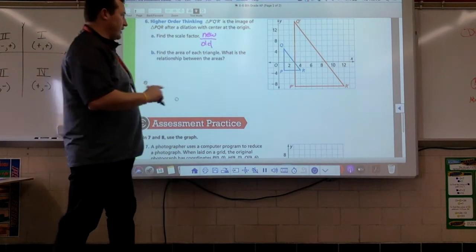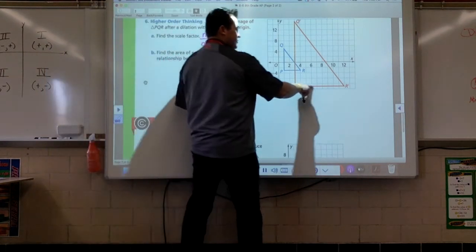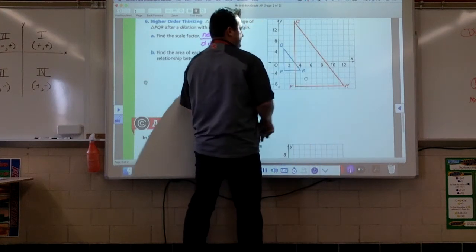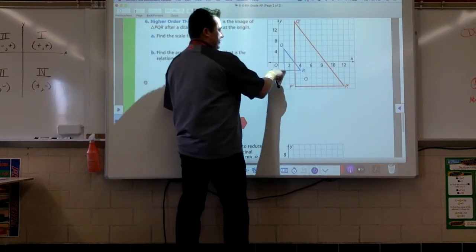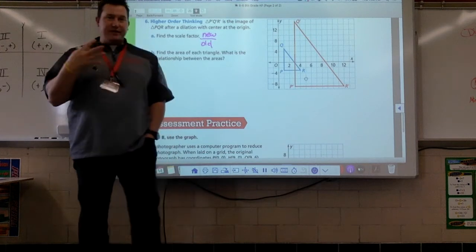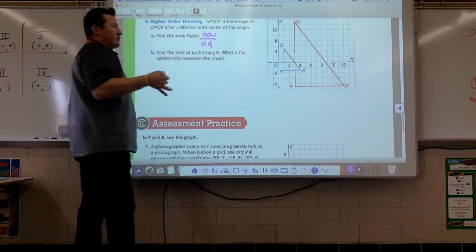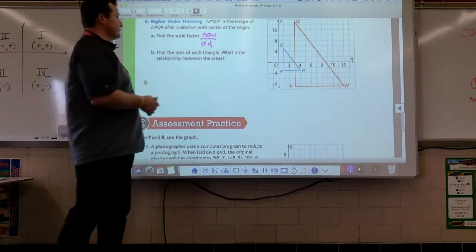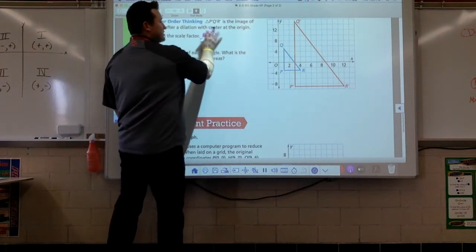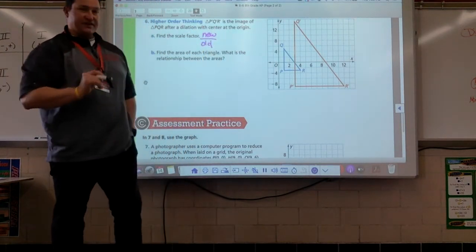So the new triangle is the image. That is the red one. The old triangle is the blue one. That's the one that's the pre-image that came first. Some people might say image divided by pre-image. That's fine too. Let's just do side lengths here.